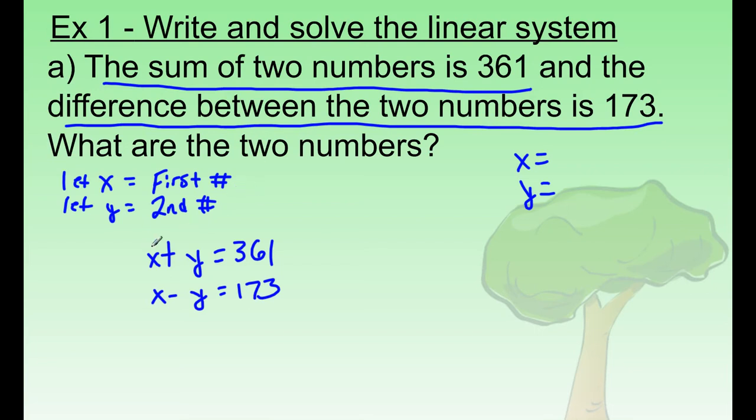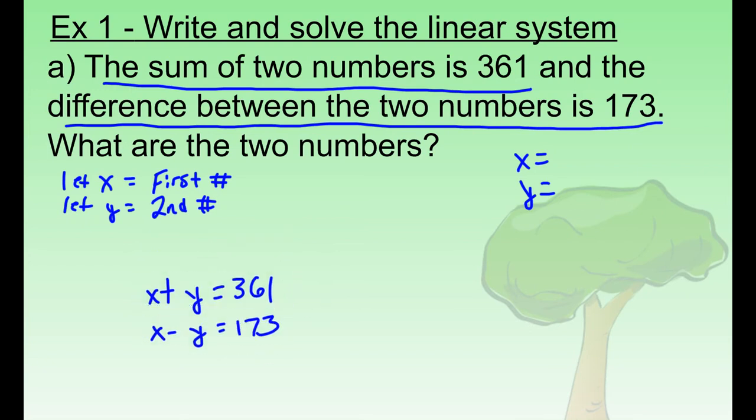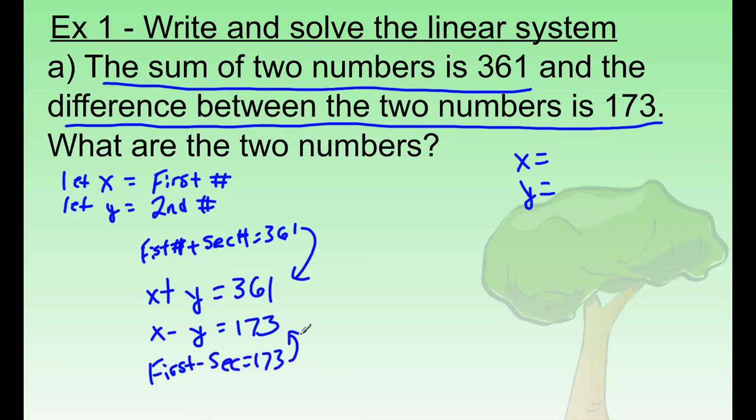I kind of jumped right to my equations here because I think this problem was especially simple because it was talking about numbers. But I could say first number plus second number equals 361. I think this one was a little bit easier and didn't necessarily need that verbal model. But you could say first minus second equals 173. So these are the verbal models, and then those are the equations that it gets to.